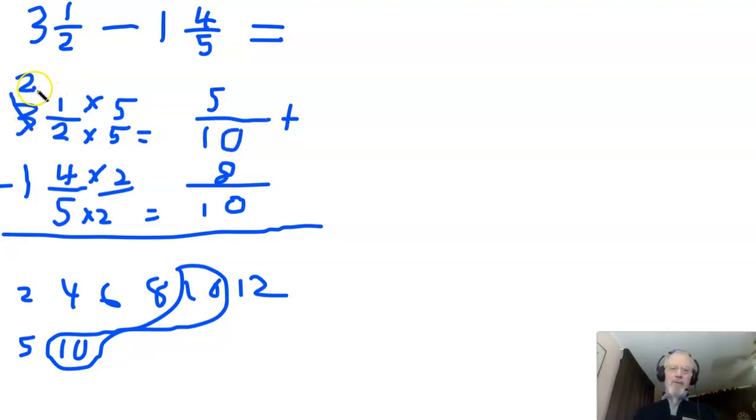I have to borrow that 1 in terms of tenths. So I know that 10 tenths is a whole. And so I borrowed that 1 whole. I turned it into tenths, 10 tenths. 5/10 plus 10 tenths equals 15 tenths.